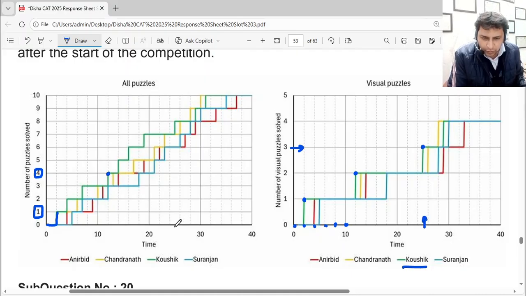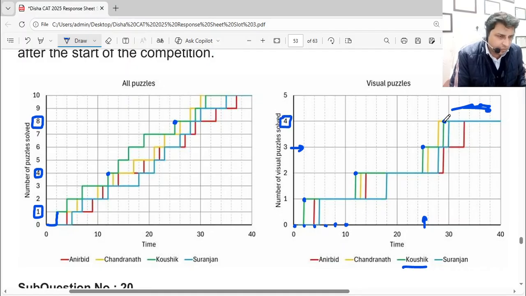So at the end of 25th minute, green has solved the puzzle number 8. So that means the 8th puzzle is also a visual one. And the last puzzle, the green one had the 4th, because there's nothing here. So there are only 4 visual puzzles, that means. So he solved this at the end of 29th minute.